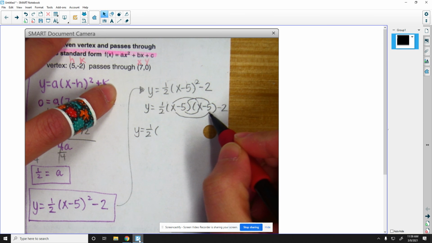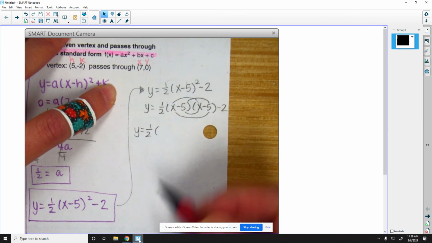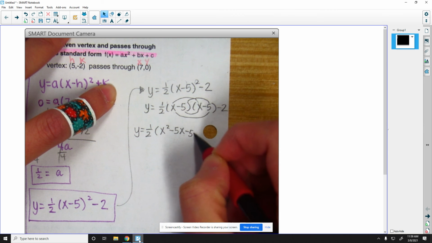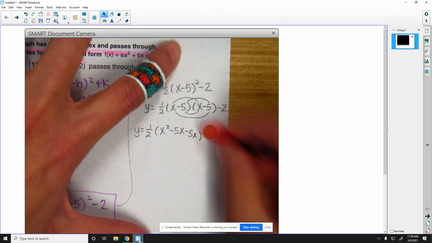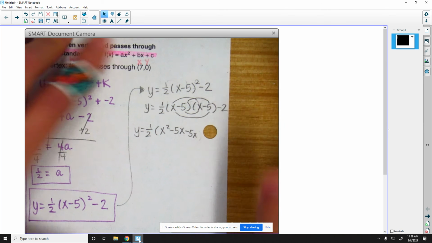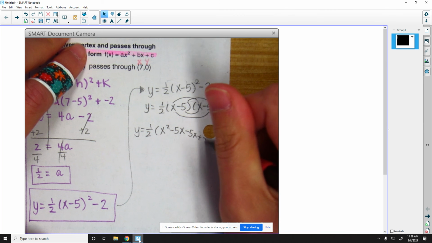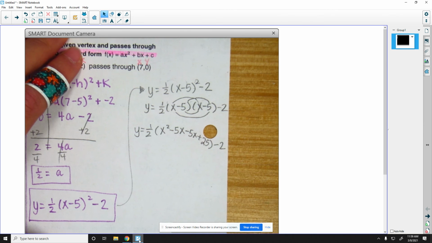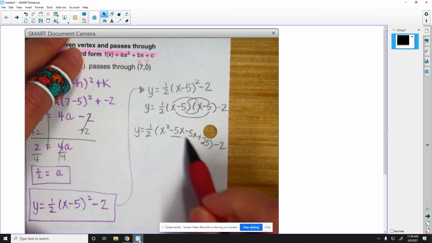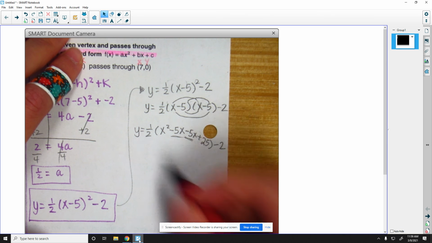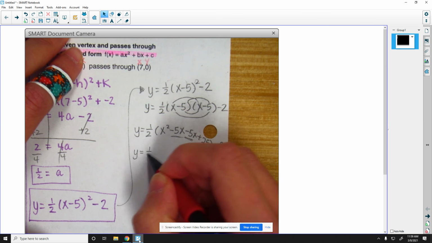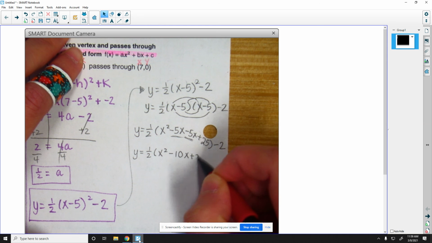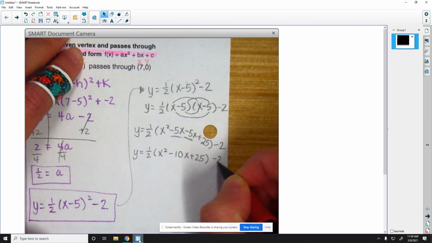Don't forget the parentheses are still there because you're still multiplying it by 1/2 later. x squared minus 5x minus 5x plus 25, because I just distributed it, or I just FOILed it, minus 2. Now remember the last step of FOILing was combining your like terms. So really I have y equals 1/2 x squared minus 10x plus 25 minus 2.